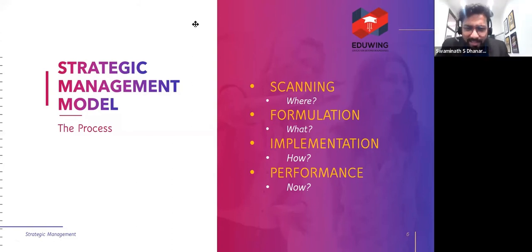By understanding the scanning, we will formulate, we will create the strategy. What to do? Okay, fine. Where are we now currently? Okay, fine. What to do to reach that level? The vision. I am currently at a place. I need to go somewhere else. I need to uplift. I need to gain knowledge. I need to get an MBA. I need to get a degree. I need to have a promotion.